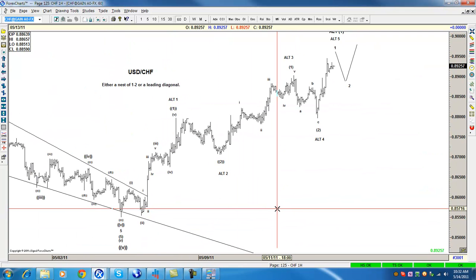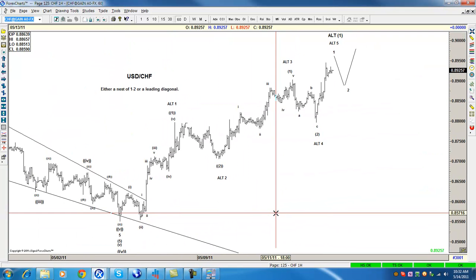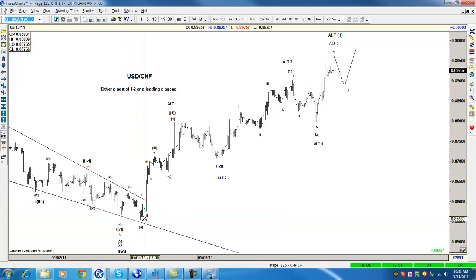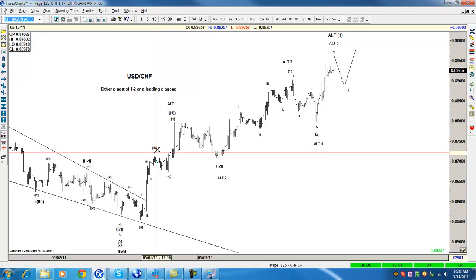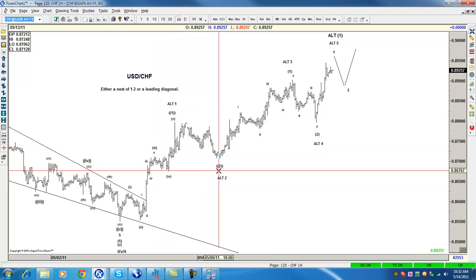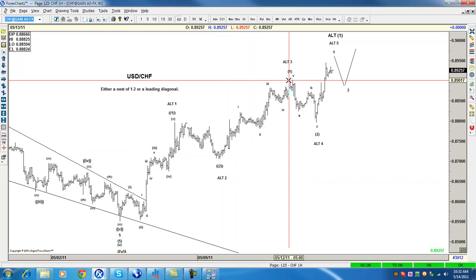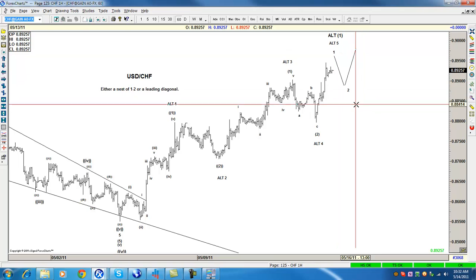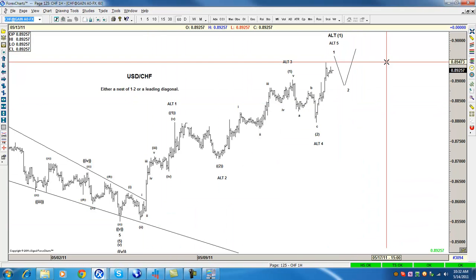This is the dollar Swiss. Dollar Swiss, we got exactly 2 counts. The first one: 1, 2, 1, 2, 3, 4, 5, 3, 4. This is 1, 2, and then we got 1, 2, and another 1, 2, like a nest. It's creating a nest to the upside.